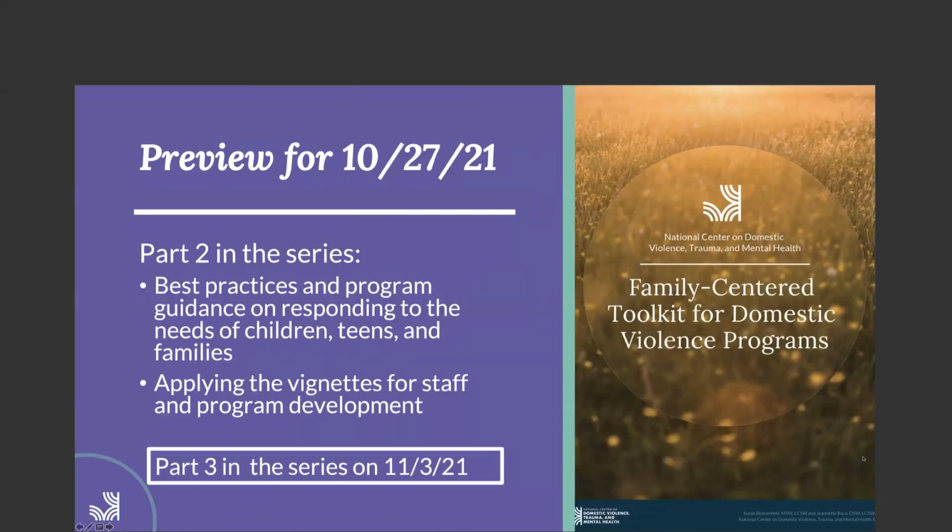All right, so this is a preview of what, and I kind of mentioned this at the very beginning, but we are going to hone in more on those best practices and program guidance on responding to the needs of children, teens, and families. And we'll be looking specifically at some of those sections, 5, 6, and 7, I think they are, 7 and 8. And then we'll talk about a specific vignette. We're going to use that, and we'll talk about how it might be helpful to be used within your program, or how you might want to adapt it. And we'll be curious to see what your thoughts are on that.